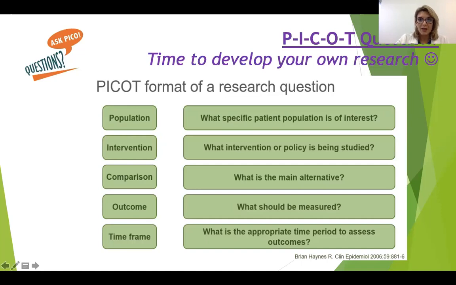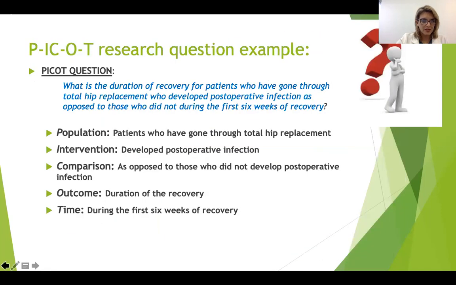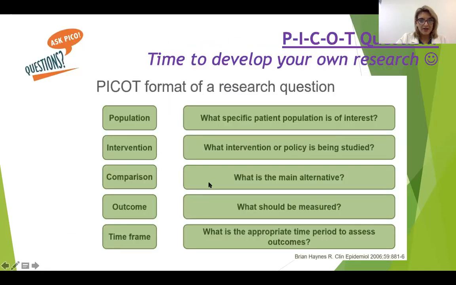So P is for population: what specific patient population is of interest that you're dealing with. Your intervention: what intervention or policy is being studied. Your comparison: what is the main alternative that you're going to consider? Your outcome: what should be measured. And your time frame: what is the appropriate time period to assess the outcomes? Okay, so again, this is just going to help you format.